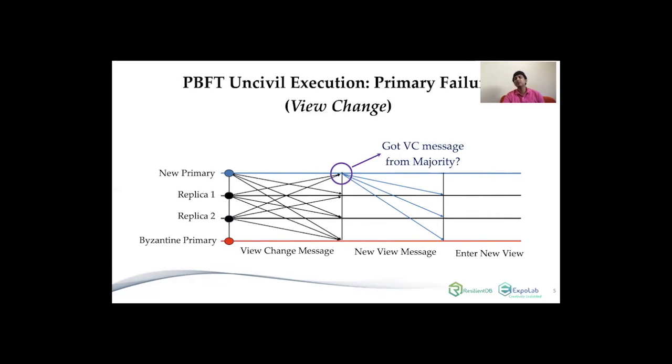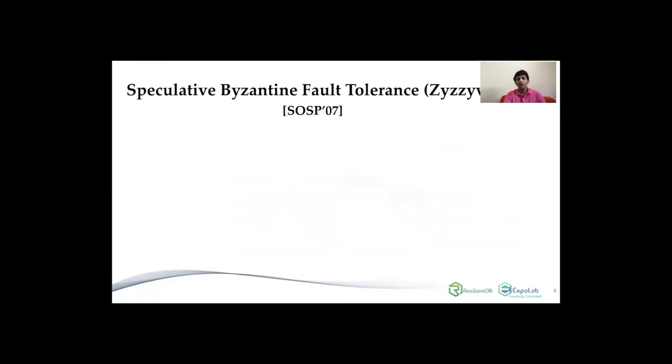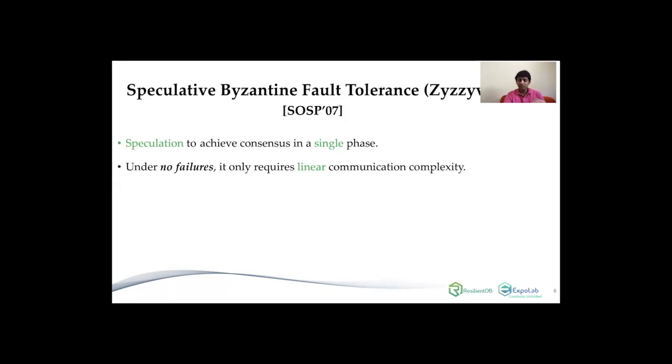Now, since PBFT, there have been several works which have tried to improve its performance. One of the famous works in this direction was a speculative consensus protocol called Zyzzyva. Zyzzyva was presented in SOSP 2007. And how does it work? Well, Zyzzyva says that it is possible to use speculation to achieve consensus in a single phase. Basically, Zyzzyva guarantees that if there are no failures, then it can achieve a communication protocol which is linear in complexity and helps achieve consensus among the replicas.